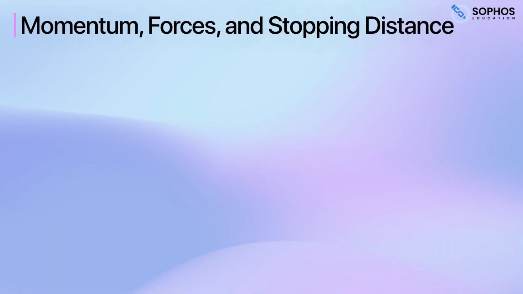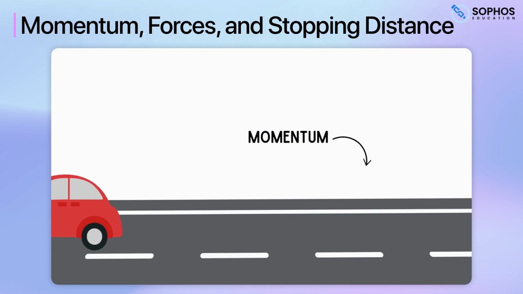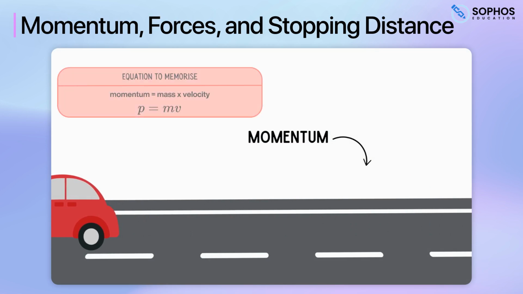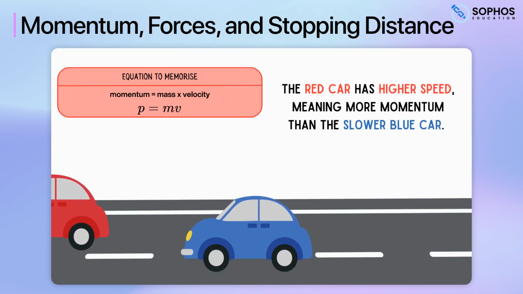Let's explore how momentum and forces are related to stopping distance. When a vehicle is moving, it possesses momentum. You'll recall that momentum is defined as the product of the vehicle's mass and its velocity. Momentum equals mass times velocity. So how does this connect to stopping distance?